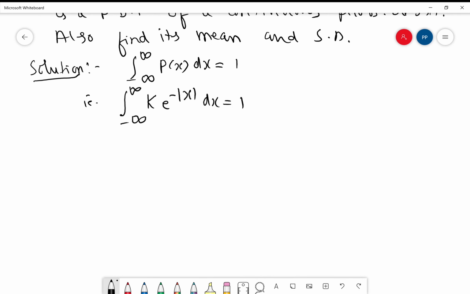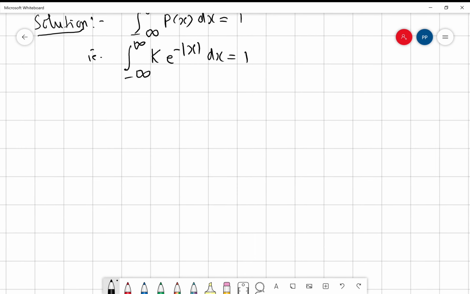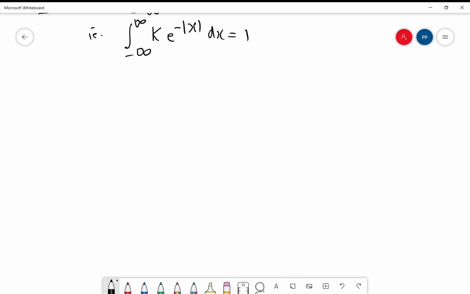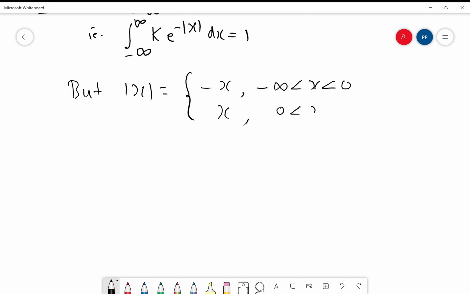Now how to evaluate this integral? So we have got modulus. You know the modulus function is such that mod x takes the value minus x whenever x is negative and plus x whenever x is positive. Now, so you have to split this into two integrals. Instead of that, we can use the property of definite integral.